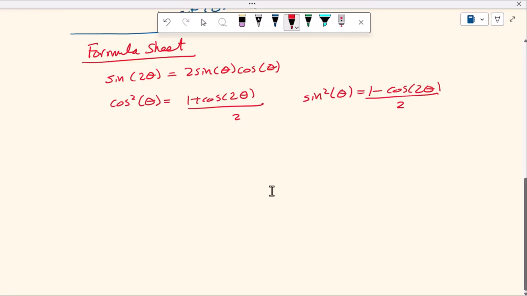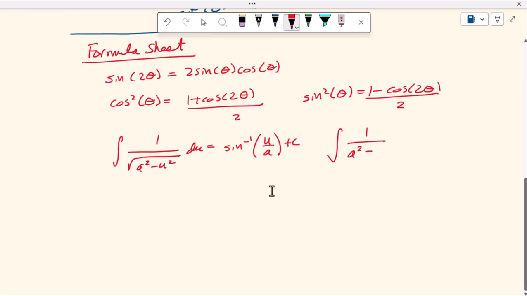Okay, now we also have some other things that I'd include on the formula sheet, such as some integral forms for inverse trig functions. So if you have an integral of the form 1 over the square root of a squared minus u squared du, that would look like the inverse sine of u over a plus c. We'll also have one for inverse tangent that would look like 1 over a squared plus u squared du, and that integrates into 1 over a inverse tangent of u over a plus c.